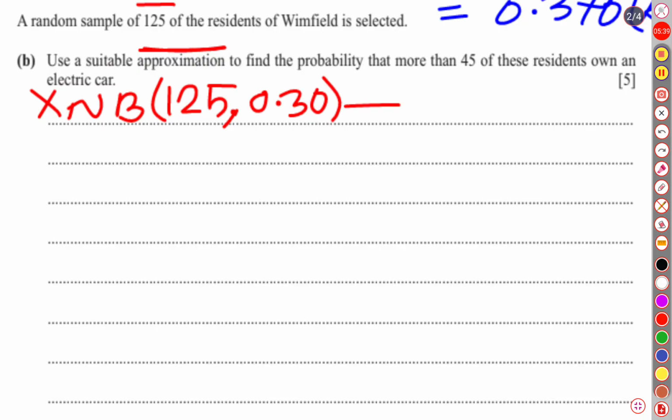Then this distribution should be converted to a normal distribution. For normal distributions, the parameters are mean as well as variance. Mean is the product of n and p. If we multiply n and p, 125 times 0.3, it is 37.5. And the other parameter is variance. Variance is npq. So np is 37.5 and q is 0.7.